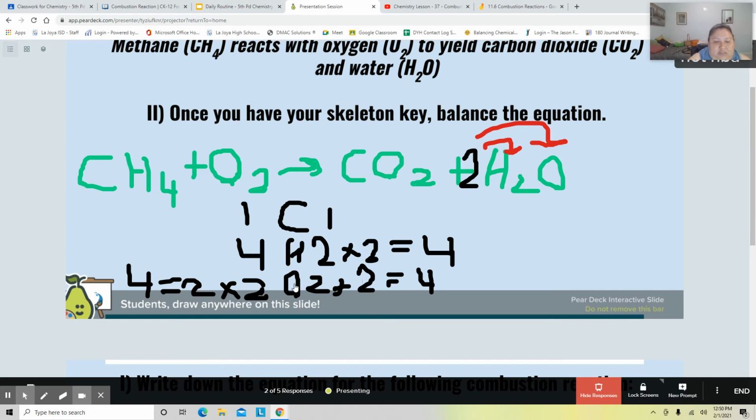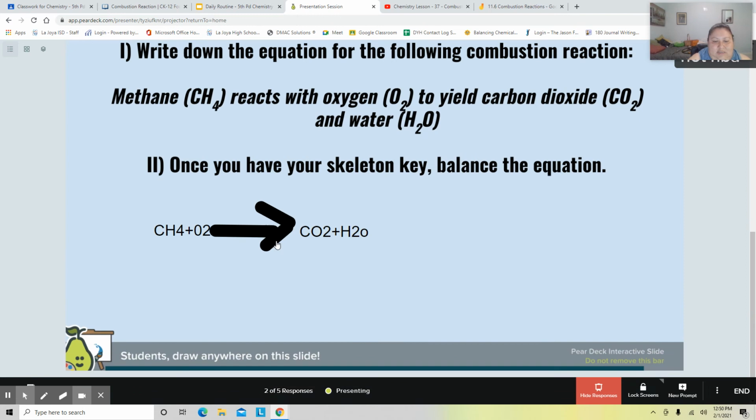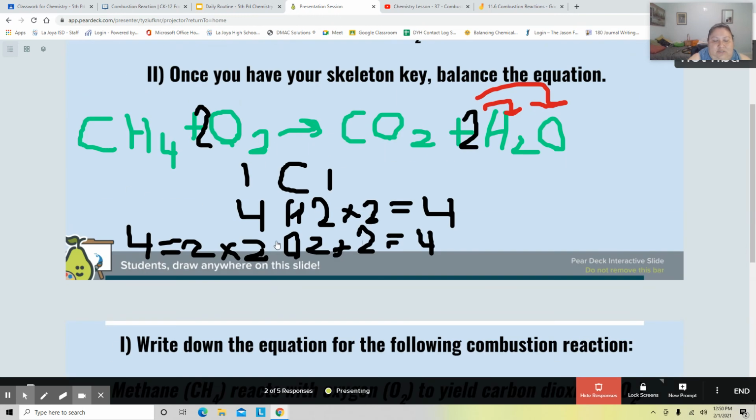Where's the number that's going to balance this part? Remember, you mess with oxygen. Where's the oxygen? In the first compound or the second? Where does the 2 need to go? This 2. Very good. And that's your reaction, guys. You got 1, 4, 4, 1, 4, 4. And you're done. This is your correct answer.